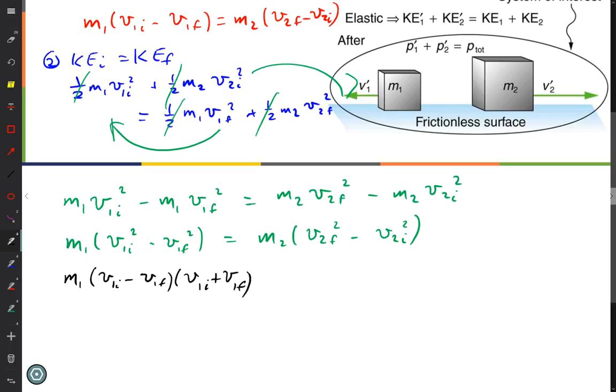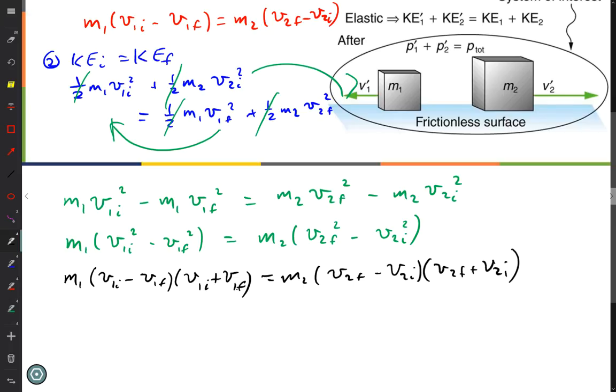Anyway, but if you do this, you'll notice you have V1 initial times V1 initial squared. You have minus V1 final times plus V1 final, so minus V1 final squared. And then the cross terms, V1 initial times positive V1 final, V1 initial times negative V1 final, those add out to 0. So that's equivalent. Other side, M2, V2 final minus V2 initial, V2 final plus V2 initial.